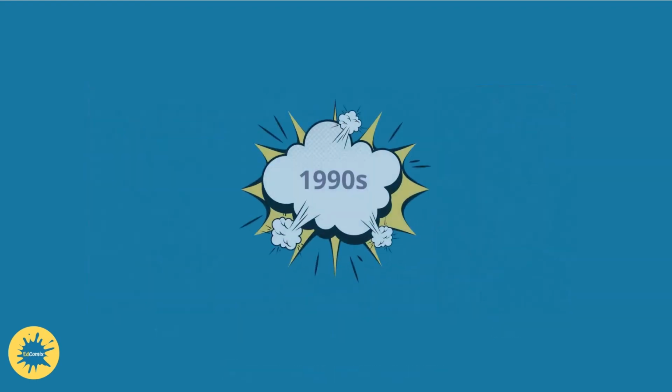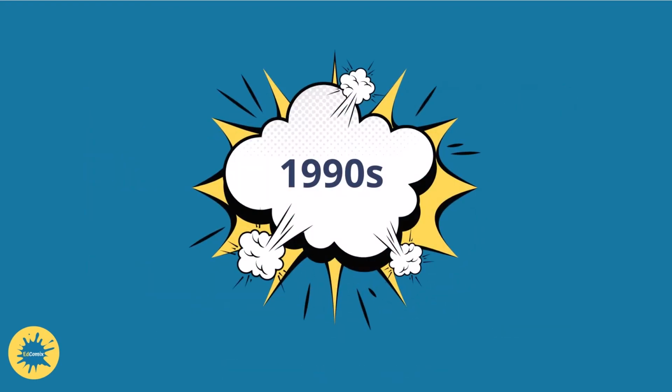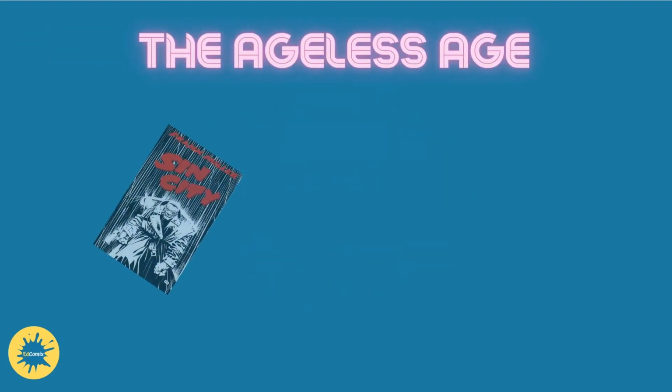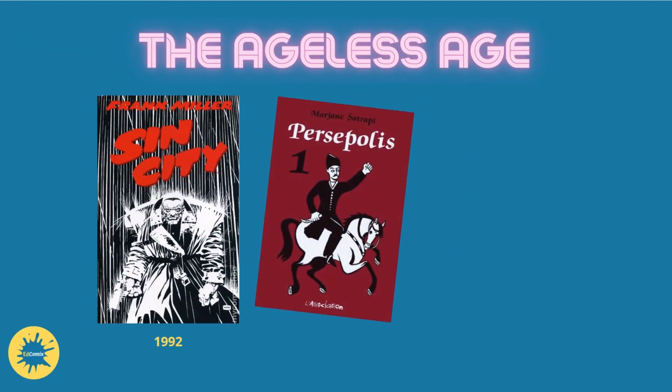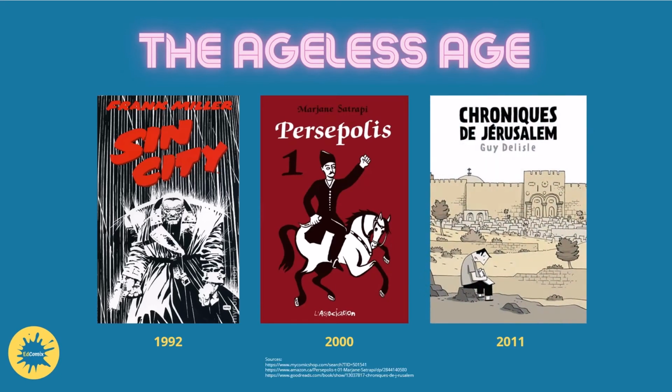Since the 1990s, a new era emerged for comics: the Ageless Age. Comics have expanded into something without shape or borders. Writers are no longer restricted to publishing giants. Now is a time where anything is possible.